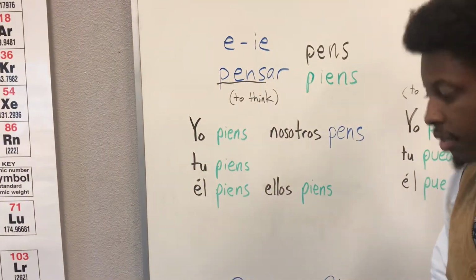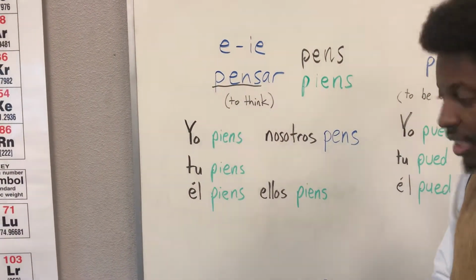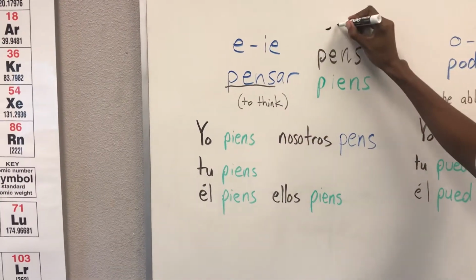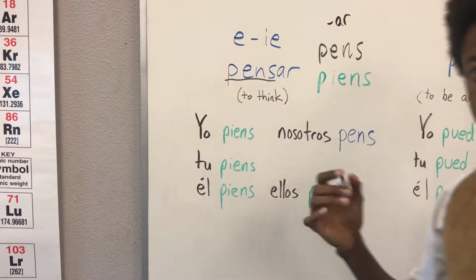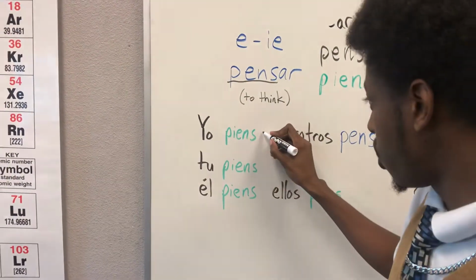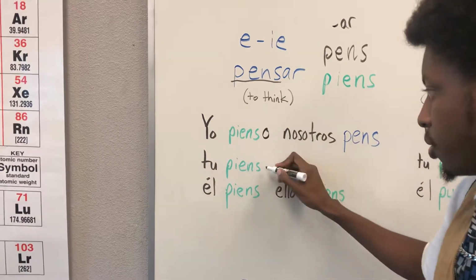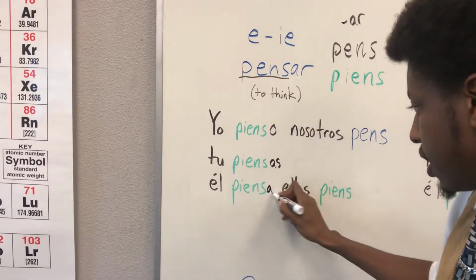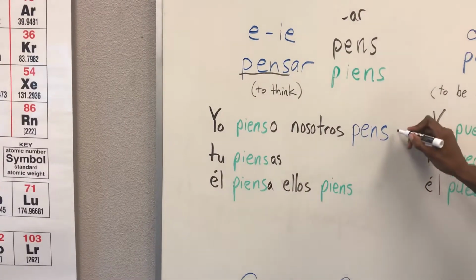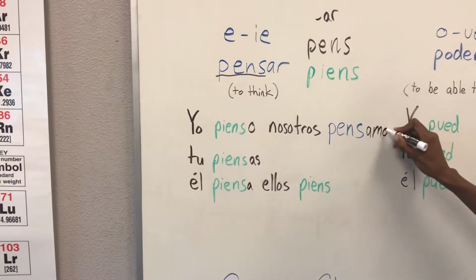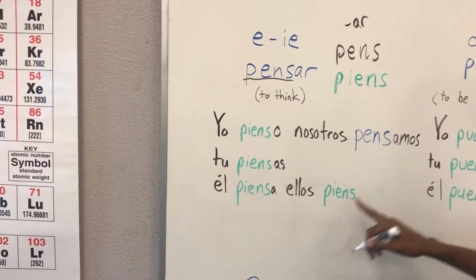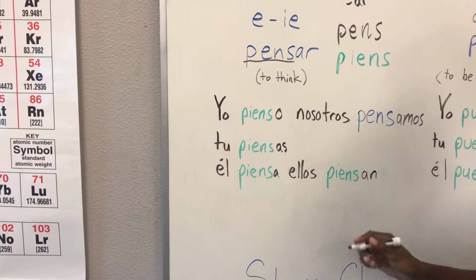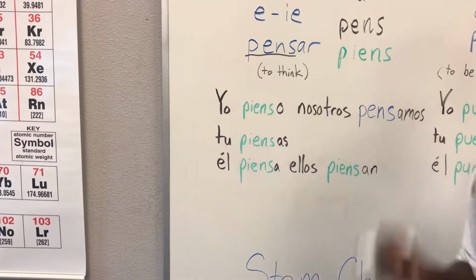So all we have to do is go in and fill it in with our endings. Now, pensar, this is an AR ending verb, so we're going to use AR endings. Yo pienso, tú piensas, él piensa, nosotros pensamos, ellos piensan. And that's how you do an E to IE stem changer.